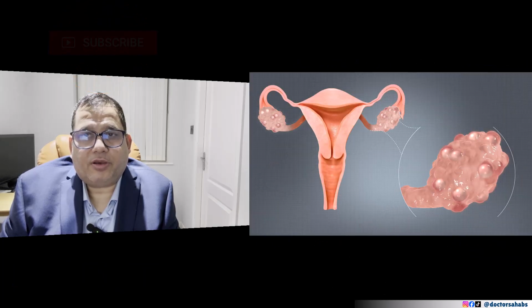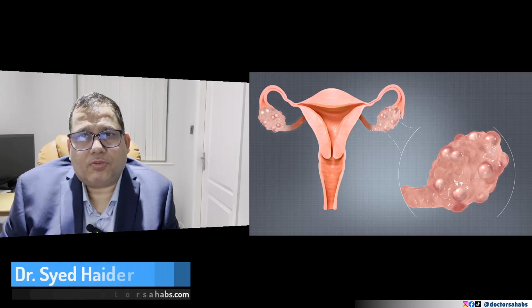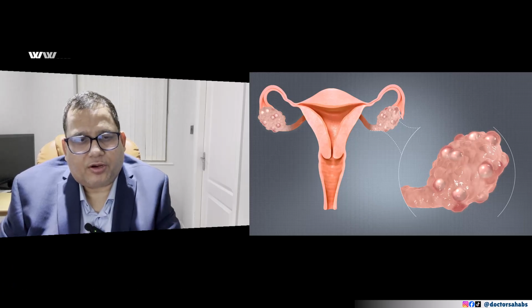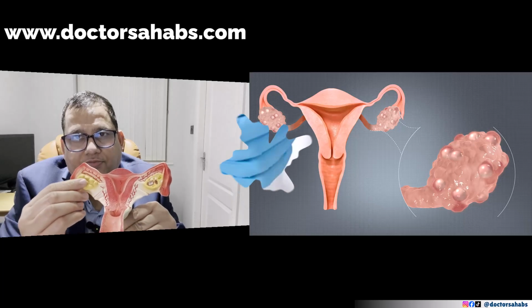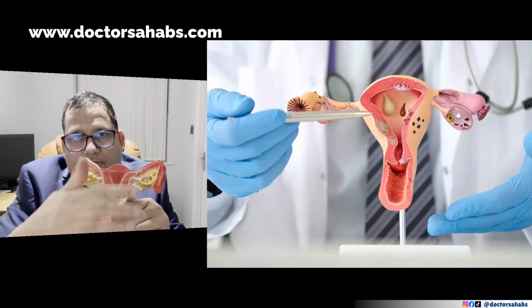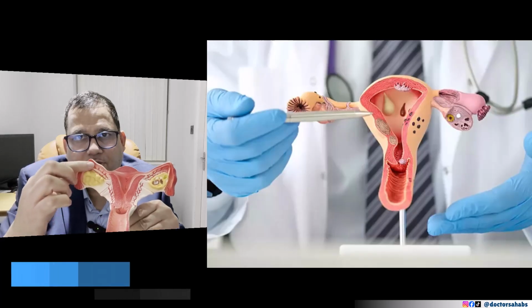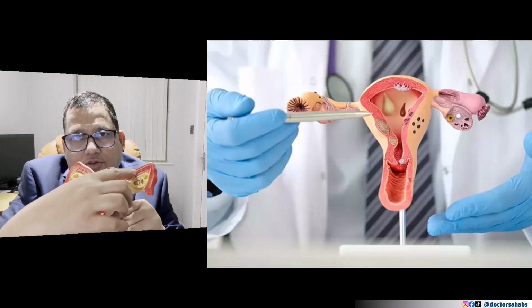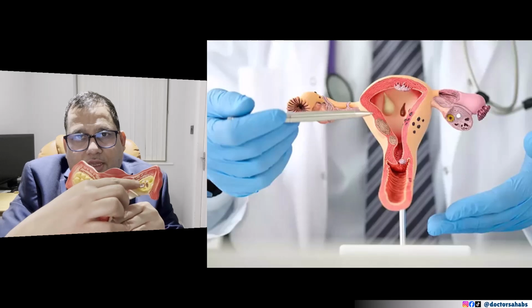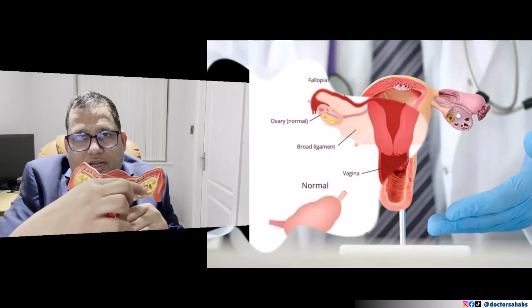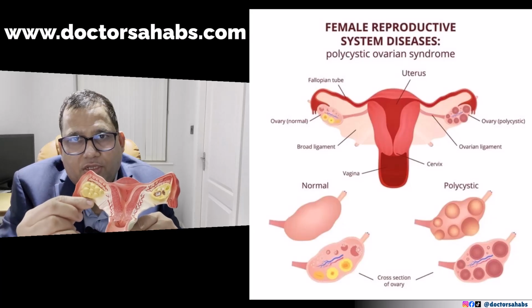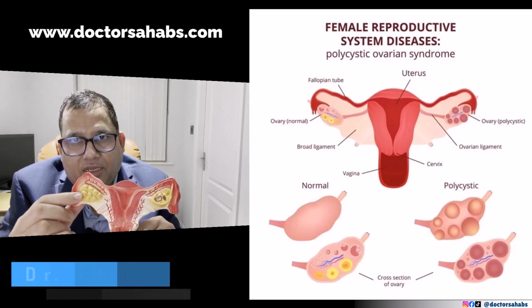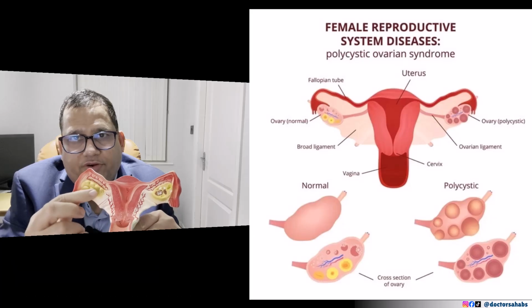Let's go back to our topic. So, polycystic ovarian syndrome. I'll show you here. I have got the model here. So you see here, this is a model of the uterus. You see the fallopian tubes, right fallopian tube, left fallopian tube, and here you see the ovaries, left ovary and right ovary. So in this model you see there are multiple cysts within the ovaries.